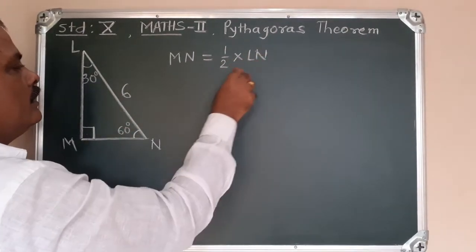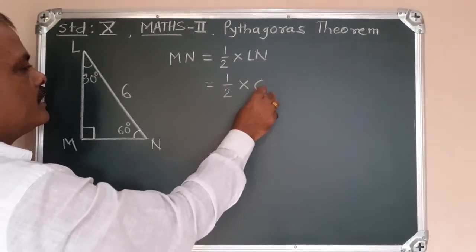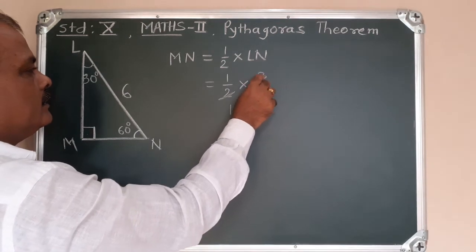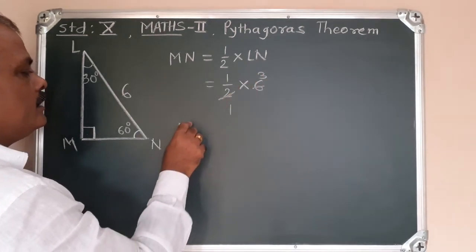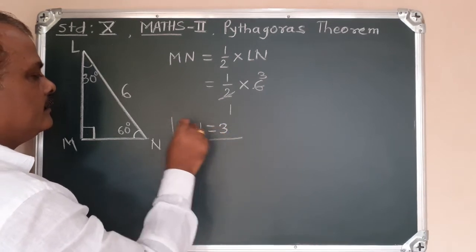So half into LN, that is equal to half into 6. So 2 ones are 2, 2 threes are 6. So MN is equal to 3. So this is the answer. 3 unit.